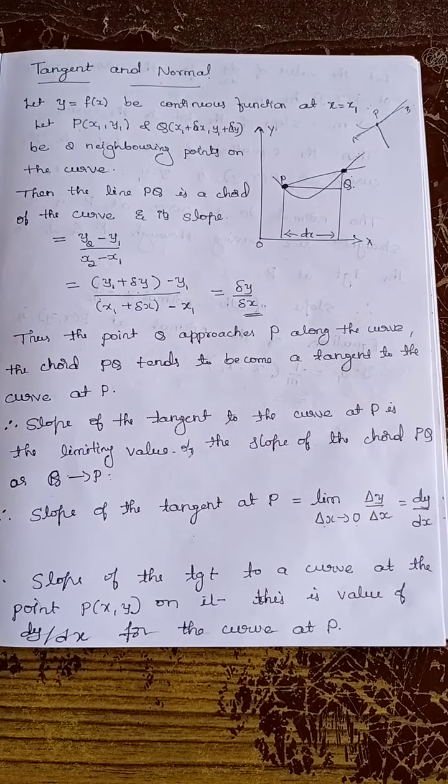Let the value of dy by dx for the curve y is equal to f of x at P(x, y) be m, that is m is called the slope of the tangent to the given curve y is equal to f of x. Then the equation of the tangent to the curve at P(x1, y1) is given by y minus y1 is equal to m into x minus x1.